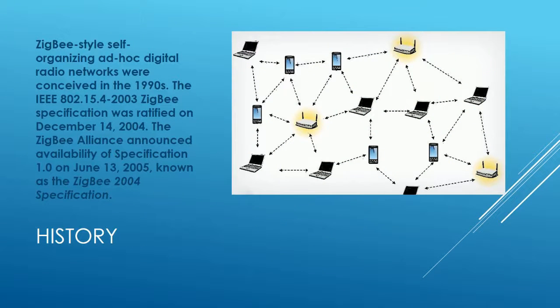Zigbee history. Zigbee-style self-organizing ad hoc digital radio networks were conceived in the 1990s. The IEEE 802.15.4 2003 Zigbee specification was ratified on December 14, 2004. The Zigbee Alliance announced the availability of specification 1.0 on June 13, 2005, known as the Zigbee 2004 specification.